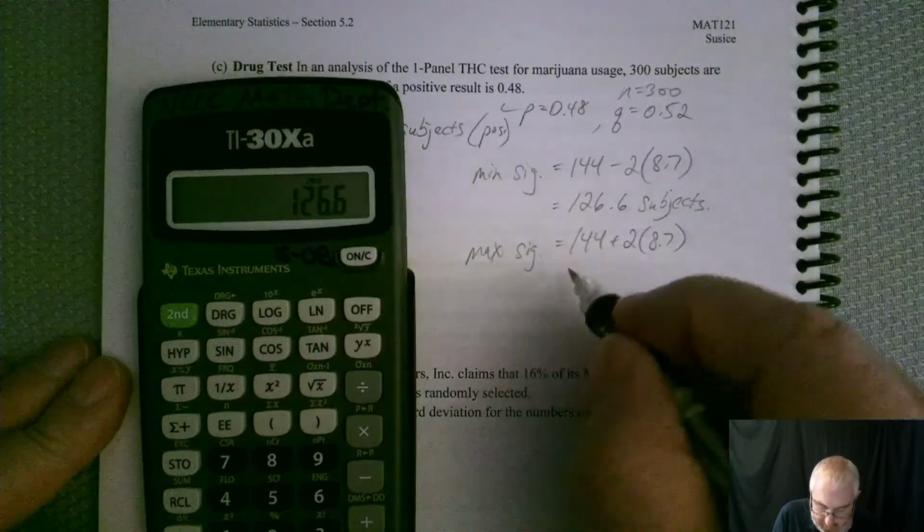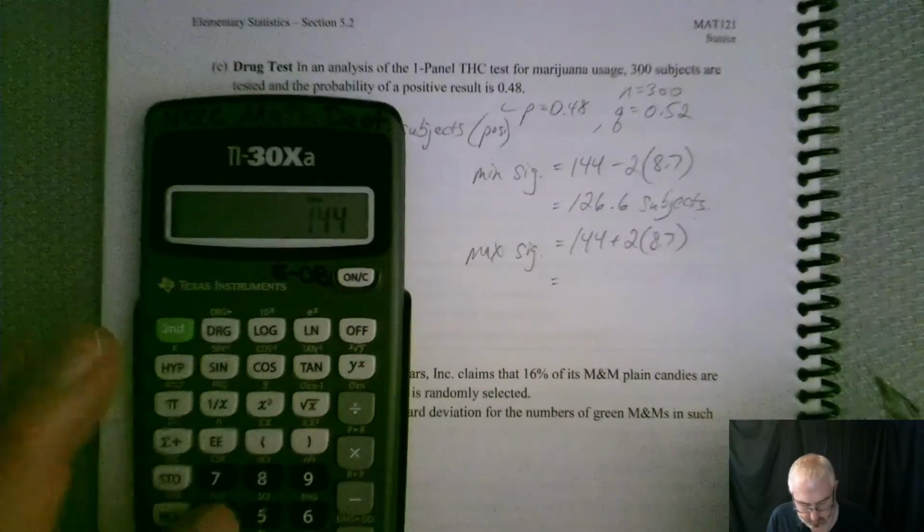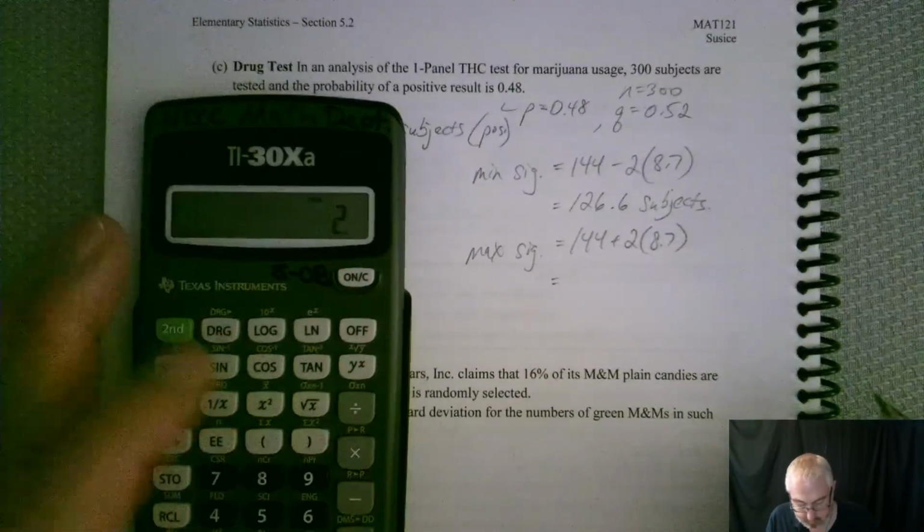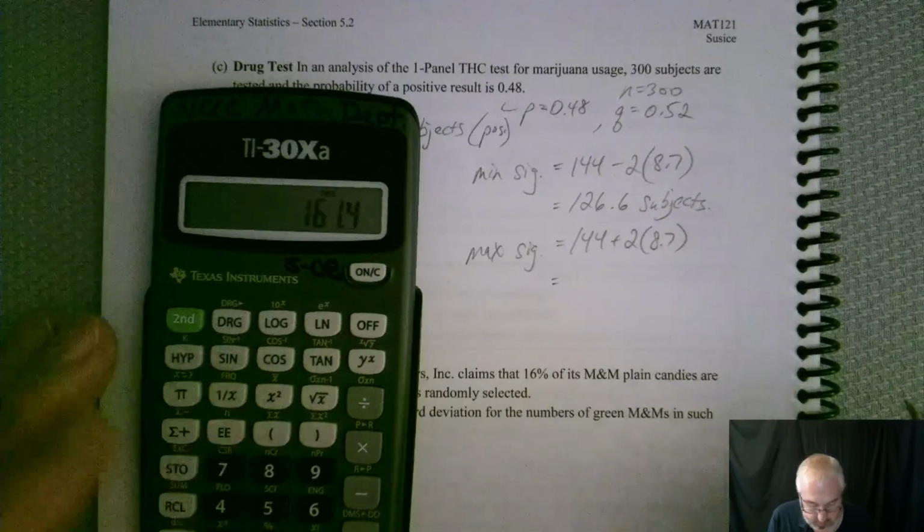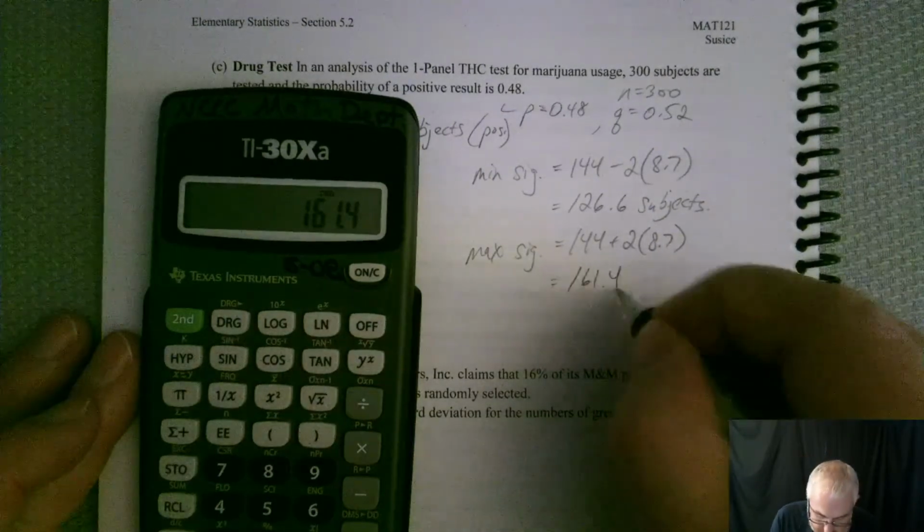So now we got to add. So 144 plus 2 times 8.7 equals 161.4.